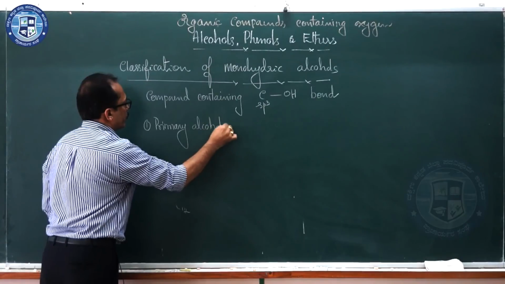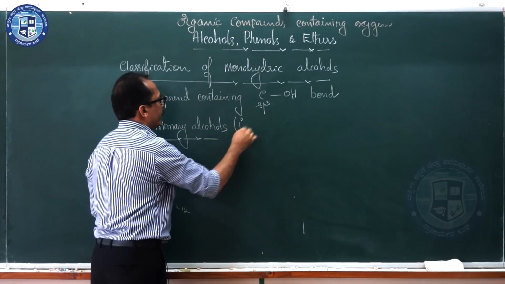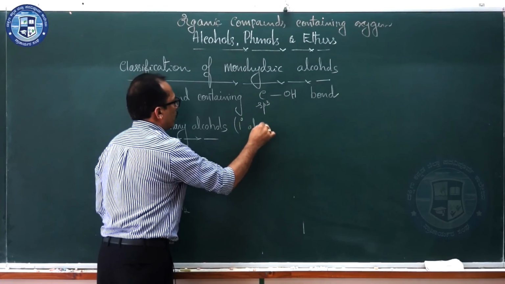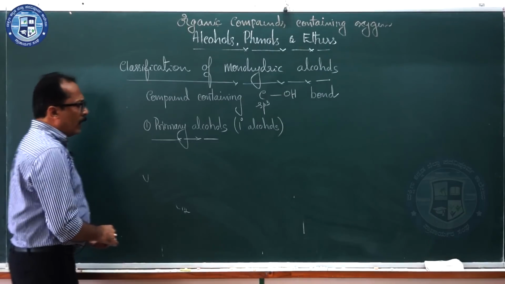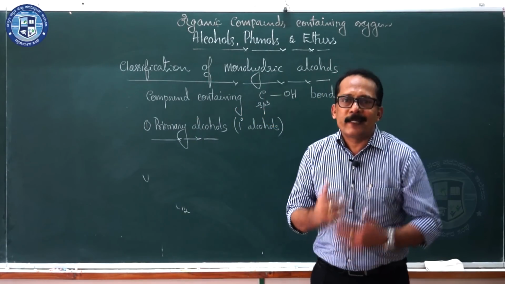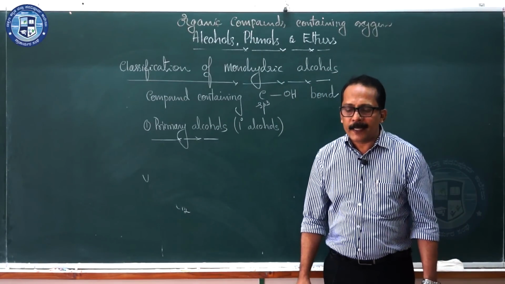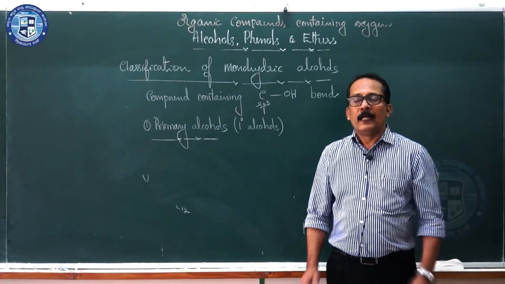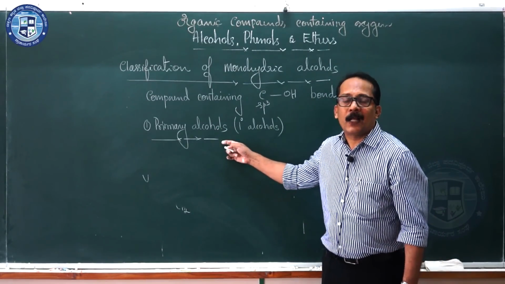Primary alcohols, first degree alcohols. So what are primary alcohols? These are the alcohols in which the OH group is attached to a primary carbon atom. Such kind of alcohols are called primary alcohols.